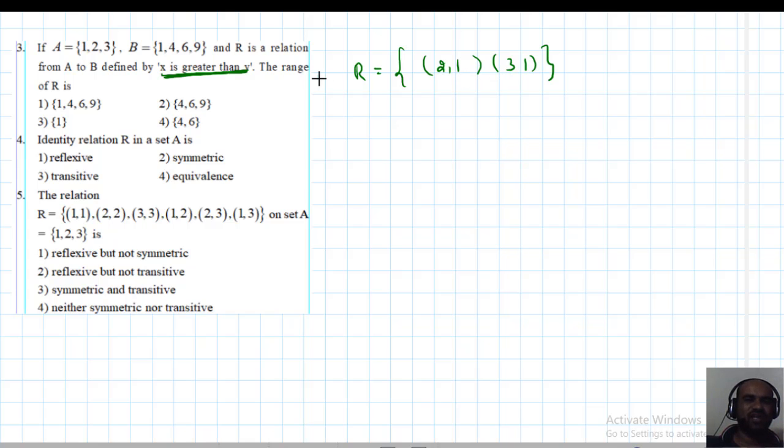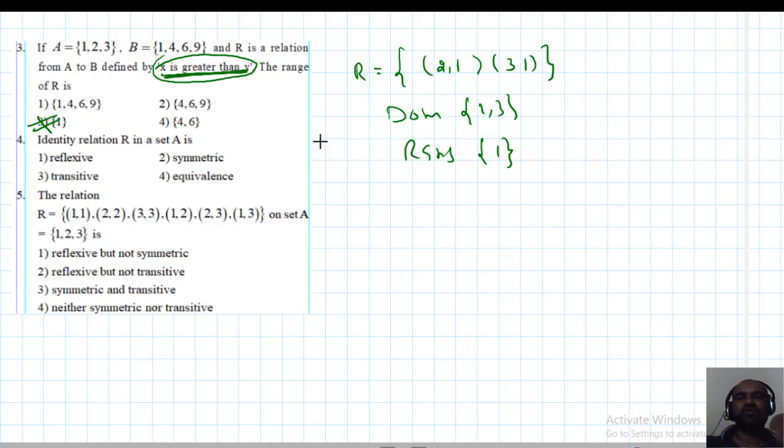A cross B you can find. A cross B contains 12 ordered pairs. From the 12 you can take 2 only. Those 2 are 2 comma 1, 3 comma 1 under the relation. So domain is 1 comma 3 and range is set 1 only. So I can say that my answer is 3. X greater than y. Under that relation only you can write the ordered pairs.